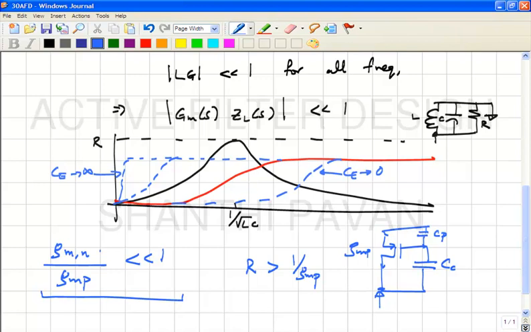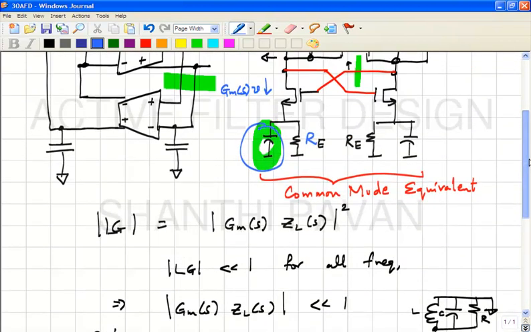So, the advantage of having a low capacitance, right. So, in other words, if you minimize the amount of parasitic capacitance at this node, okay, that means what does that achieve?